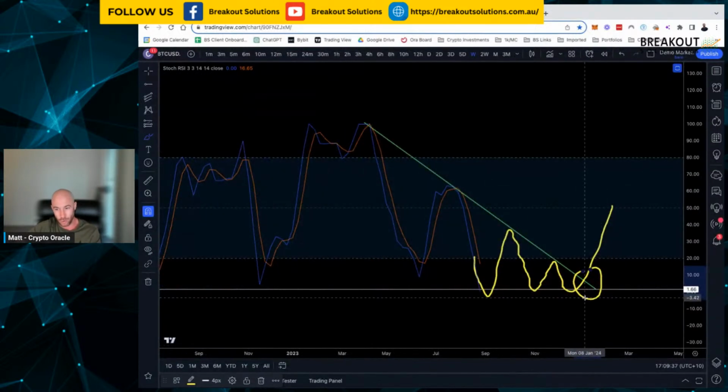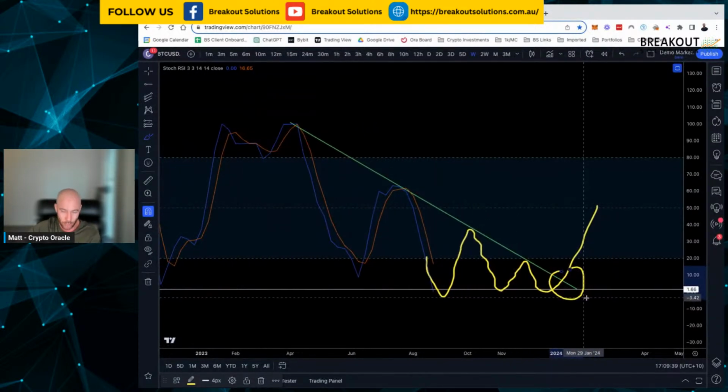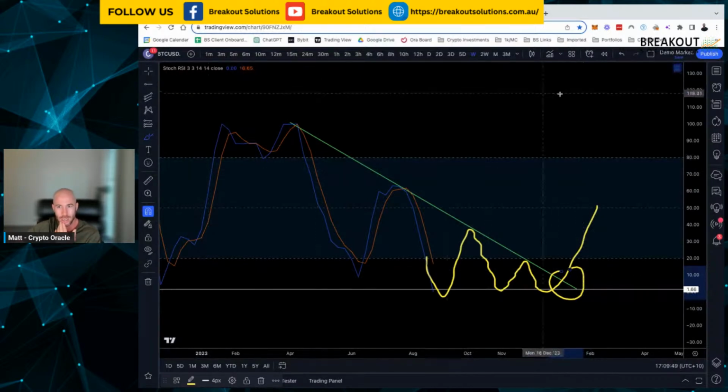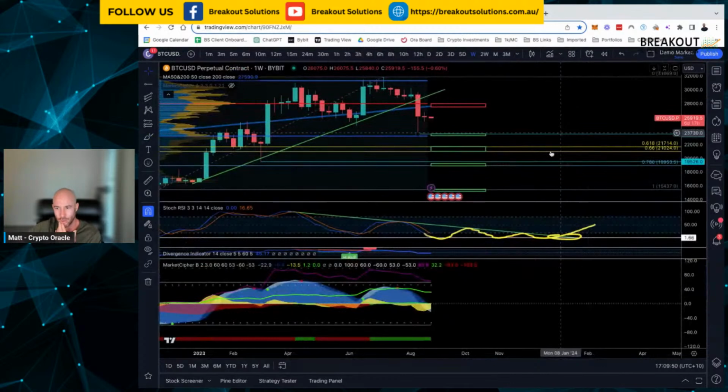What's in 2024? Well, we have the Bitcoin halving, which is usually the catalyst for the next Bitcoin bull market, which also is the catalyst for the altcoins starting to do something. So right now we have a lot of work to do.